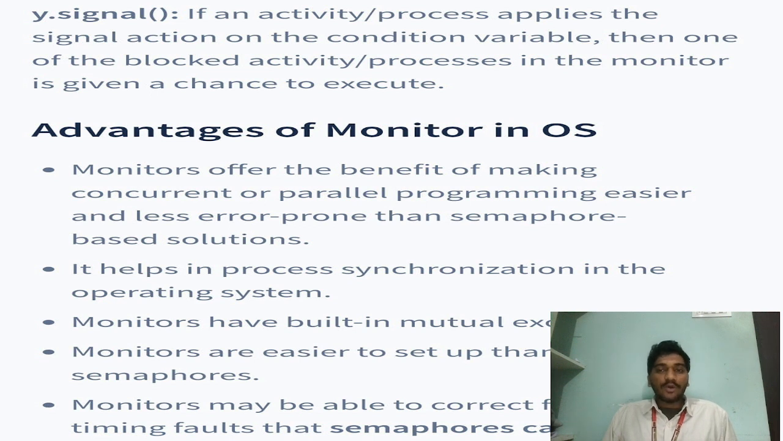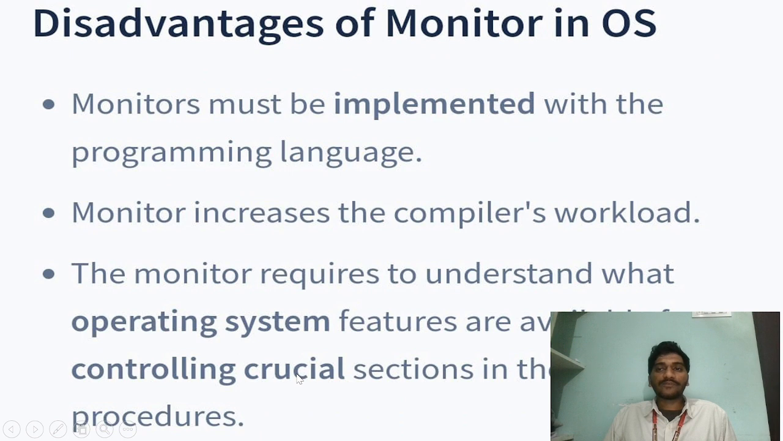Next, advantages of monitor in operating system. Monitors offer the benefit of making concurrent or parallel programming easier and less error prone than semaphore-based solutions. Next, it helps in process synchronization in the operating system. Monitors have built-in mutual exclusion: if one process is executing in the critical section, no other process will be allowed to execute in the critical section. Next, monitors are easier to set up than semaphores, and monitors may be able to correct for the timing faults that semaphores cause.